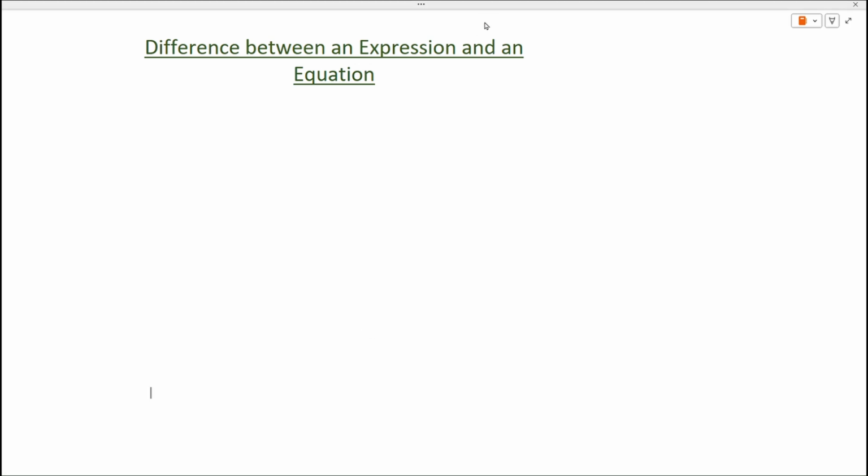Hello. A lot of times I have seen students getting confused between a mathematical expression and an equation. So today we'll try understanding the difference between the two. Let us start with the term expression.